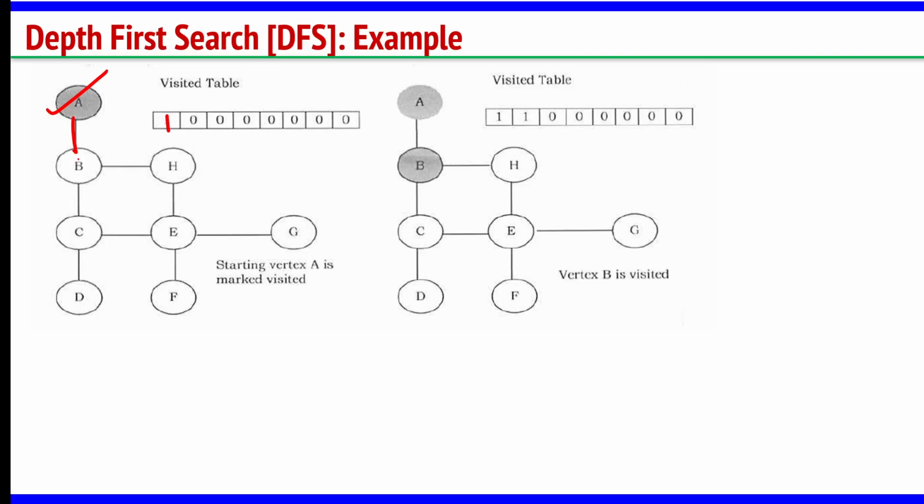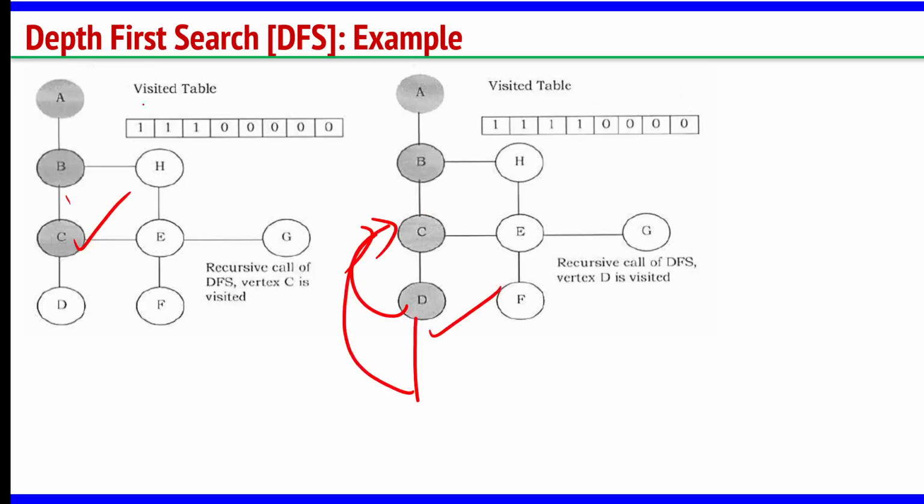Go to B and check: is the node B visited already? No. Why? It contains 0, so it is not visited. So, you visit this and make it 1. Now, from here where do you have to go? After B, you have to go depth wise, so you will go to the node C. Is it visited? No. So, make that also 1 and visit C.